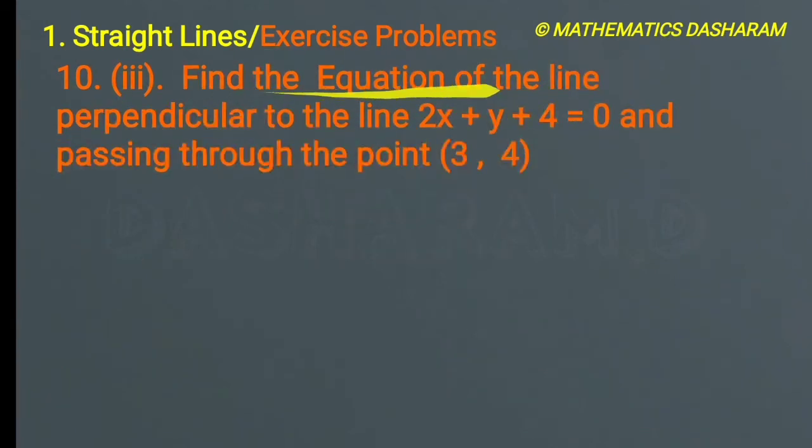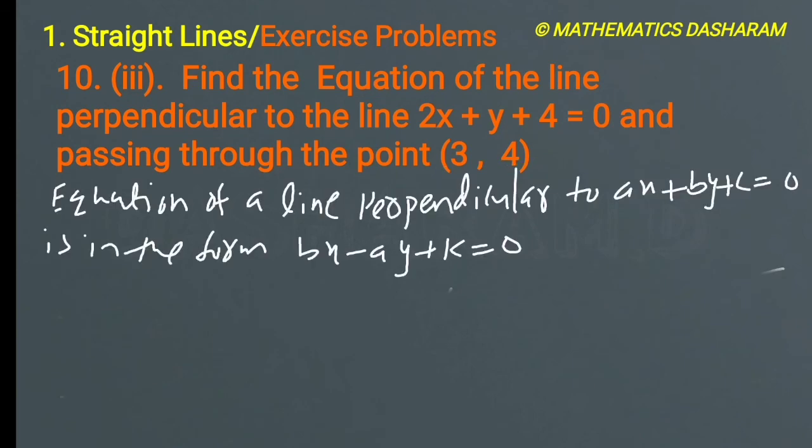Third problem, find the equation of the line perpendicular to the line 2x plus y plus 4 equals 0 and passing through the point 3 comma 4. So here the perpendicular equation form is bx minus ay plus k equals 0. So here a value is 2 and b value is 1. So then bx means 1 into x minus ay, a means 2 into y, and the constant number k equals 0.